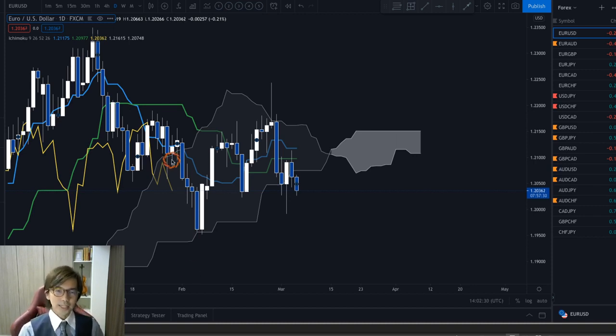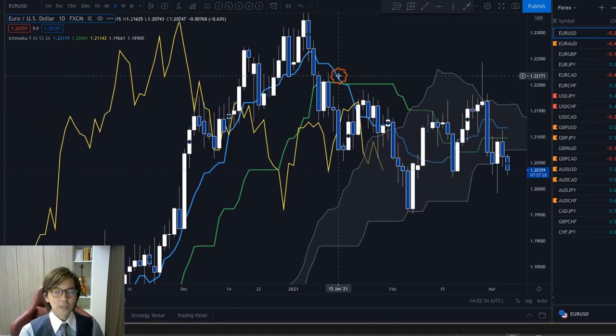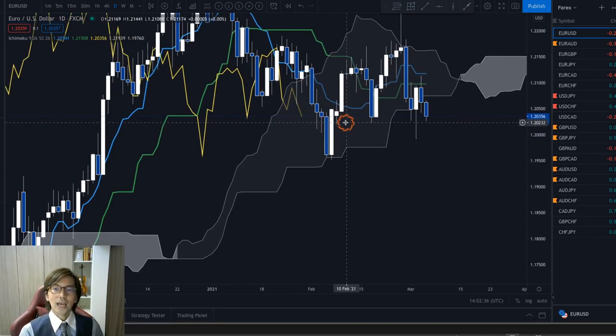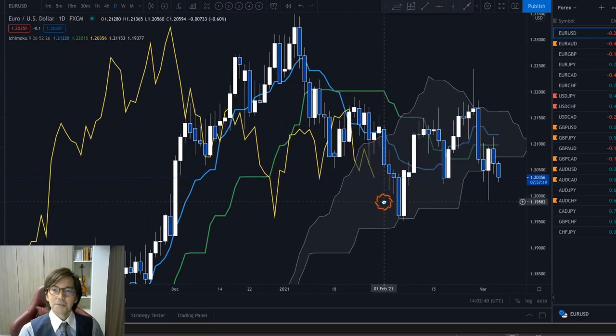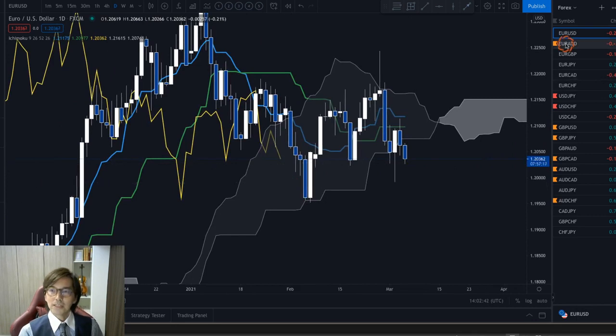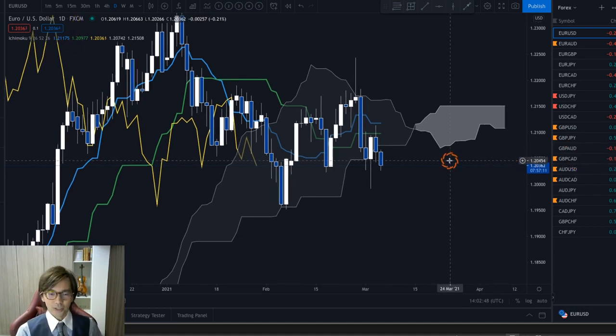The Tenkan Sen Kijun Sen cross can be powerful if the gold cross happens above the Kumo, and if the dead cross happens below the Kumo, it becomes powerful. I've picked up these yellow flagged currency pairs that had these crosses, the gold cross above the Kumo and the dead cross below the Kumo. Let me show you one of the examples on this Euro AUD in the daily chart.